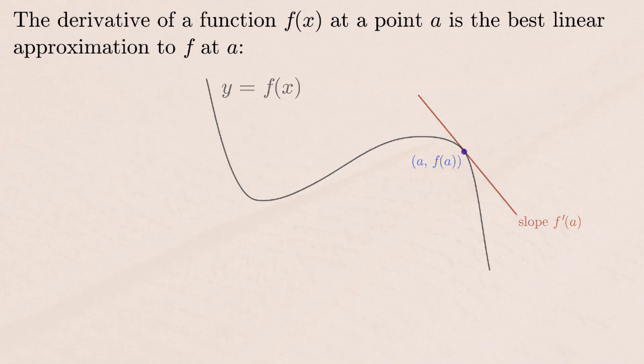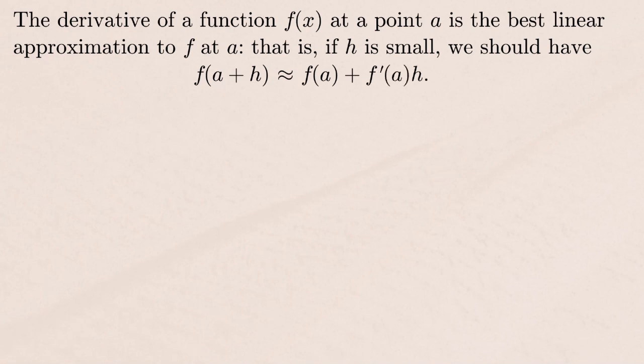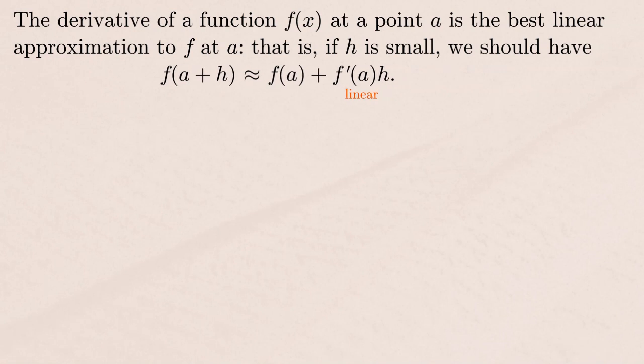So to write this out formally, if h is small, we should have that f of a plus h is approximately equal to f of a plus the linear term f prime of a times h. That's the slope times how far you've gone left or right. More precisely, when I say approximately equal to here, what I mean is that the error term should be at least quadratic in h, so that if h is small, it disappears very quickly.